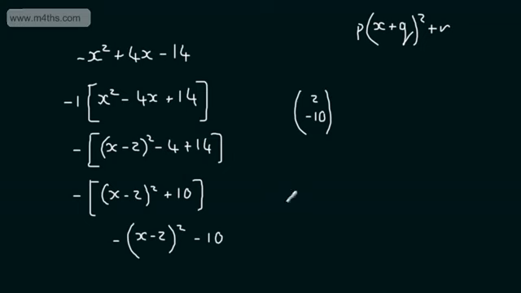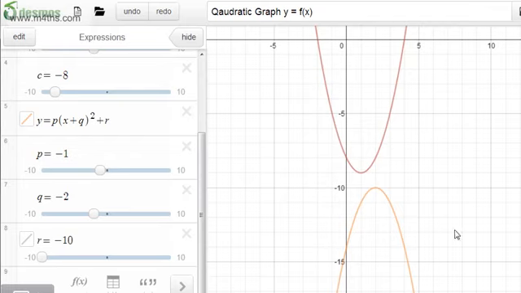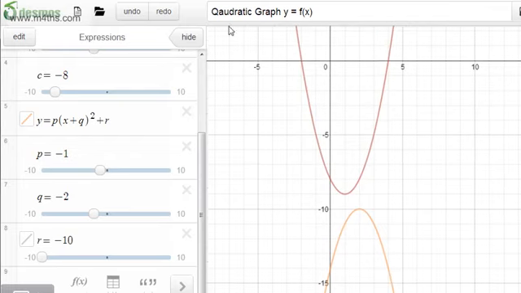So the question is, at this stage, would this now have any real solutions? We can see graphically from here that that is not going to cross the x-axis. Therefore, we can see that it's got no real solutions.